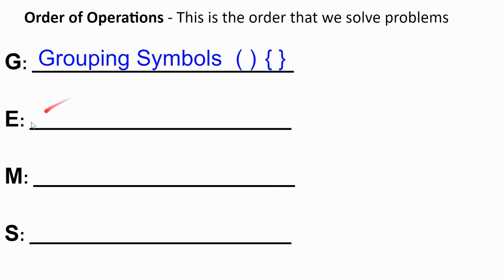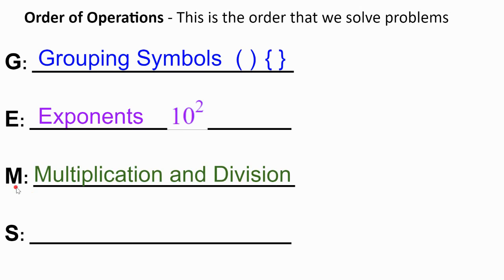The next is E, which stands for exponents. An example of an exponent might be 10 to the power of 2. So after you do everything that's within the grouping symbols, you're going to see if there's any exponents in your problem. If there is, like 10 to the power of 2, you'll go ahead and solve the exponent next. Now let's move to M. So the M stands for both multiplication and division. If there are both multiplication and division in the problem, you solve them going from left to right.